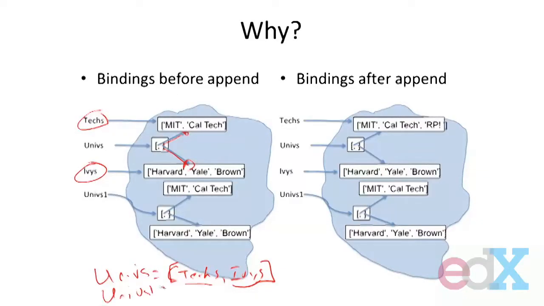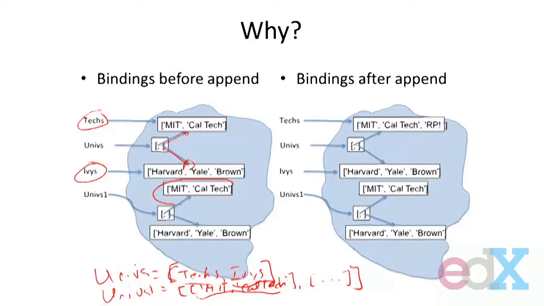On the other hand, what did I do when I created univs 1? Well, if you look back, you'll see that I created it by actually typing out lists. I said univs 1 was going to be, quote MIT, quote Caltech, comma, and then I did a bunch of other things. I'm not going to do all of it. But this is telling Python, create a list with those strings inside of it.